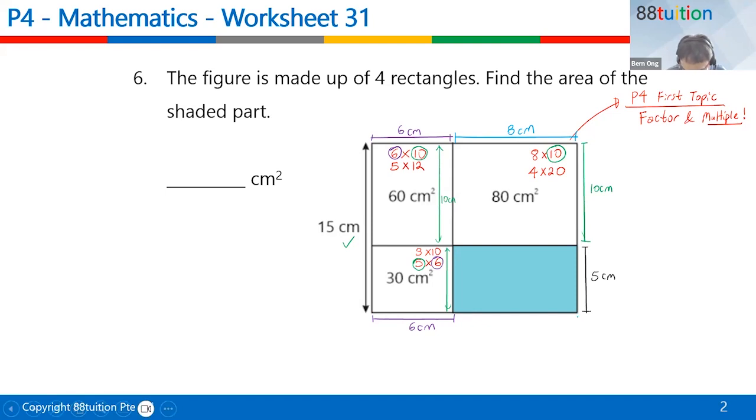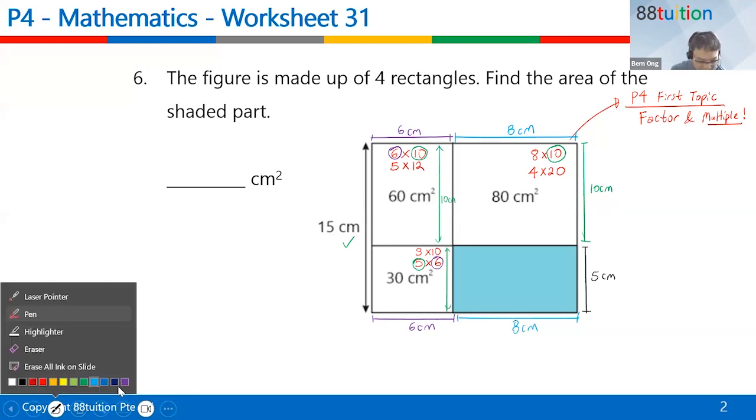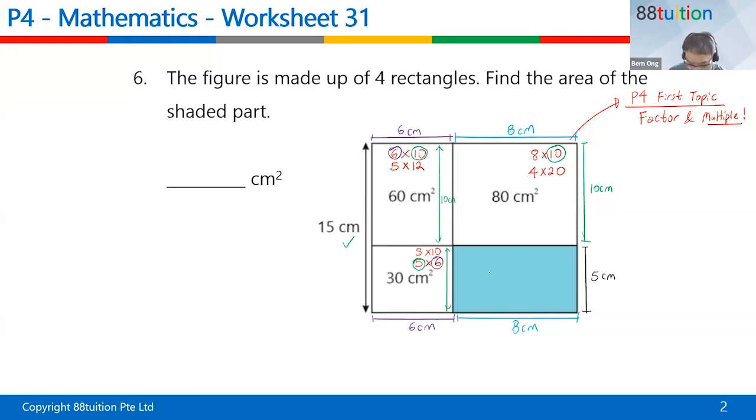And down here it must be 8 because it must be the same as on top. And what's the area of the shaded part? Do you think that math is beautiful? So the area down here is length times breadth, 8 times 5. Answer is 40.